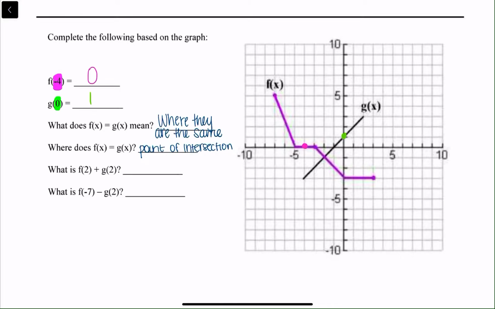So now it wants me to find f of 2 plus g of 2. So to find f of 2, I need to go to 2 on my x-axis and then to my f graph, which is pink. That will give me -3. And I need to add g of 2. 2 again is an x value, so I go to 2 on my x-axis, then up to my g graph, which is in black. And that gives me +3. When I add these two together, it gives me 0.